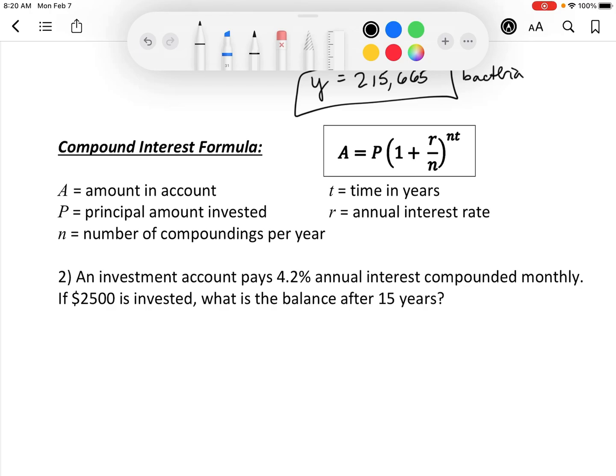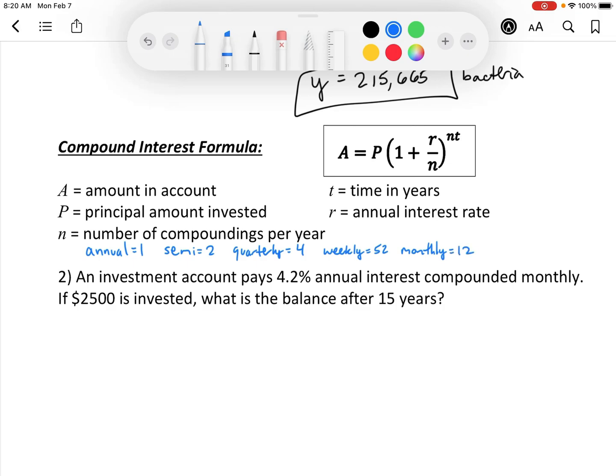n is the number of compoundings per year. Now the n could be annually, which is 1. Let me go ahead and write this down for you. Annual would be 1. Semi-annual would be 2. We can do quarterly, which is 4. We can do weekly, which would be 52 weeks in a year. We could do daily, which would be 365. We could do monthly, which would be 12.